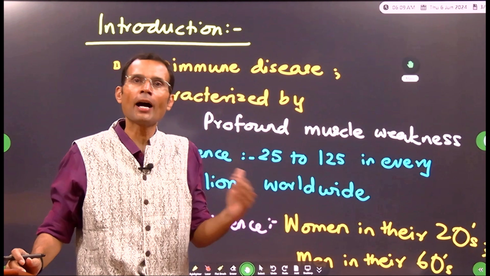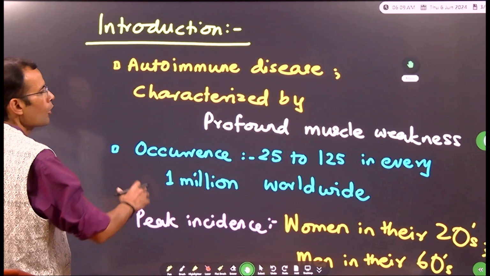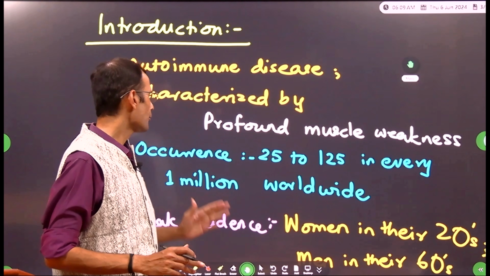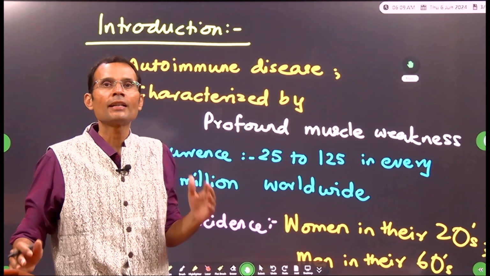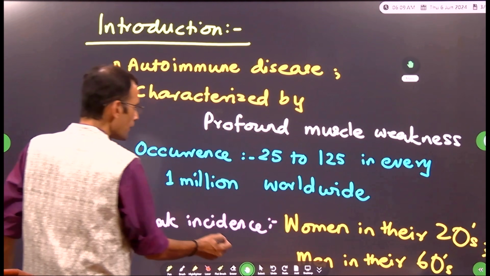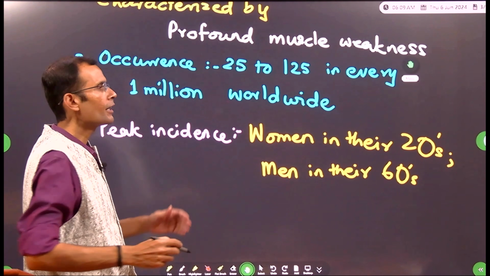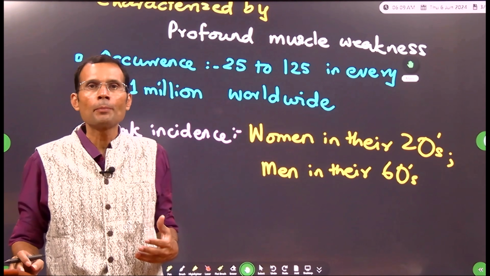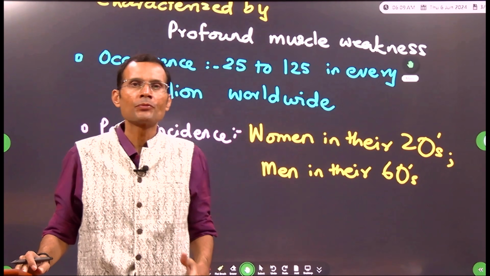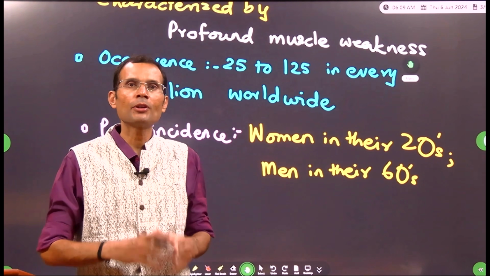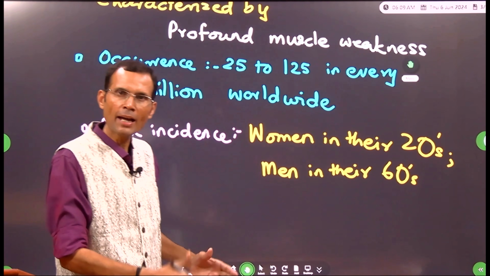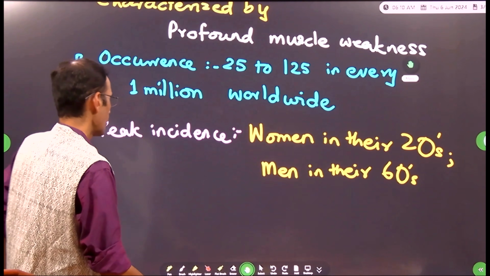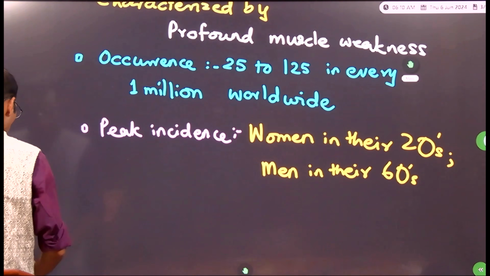Later in the video we will see why there is this muscle weakness. Occurrence: about 25 to 125 in every 1 million population worldwide is afflicted by this disease. Peak incidence is seen in women in their 20s and men in their 60s. That is, when myasthenia gravis occurs in women, generally speaking, it occurs in their 20s, and if it is a man who is affected, then generally it is a man maybe in his 60s. Right, that was the introduction part.